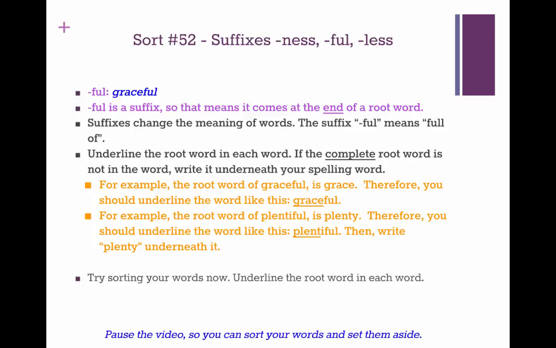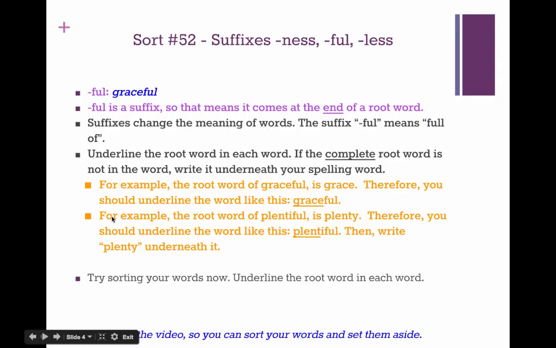Alright, underline the root word in each word. If the complete root word is not in the word, write it underneath your spelling word. For example, the root word of graceful is grace. Therefore, you should underline the word like this. So you would just underline grace, your root word, in graceful.